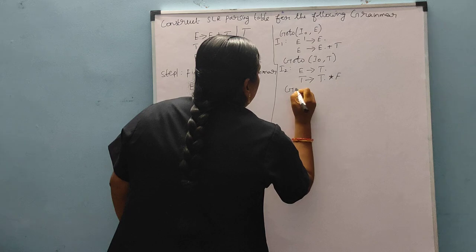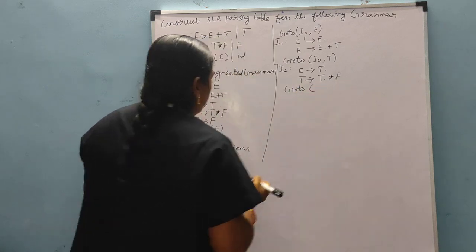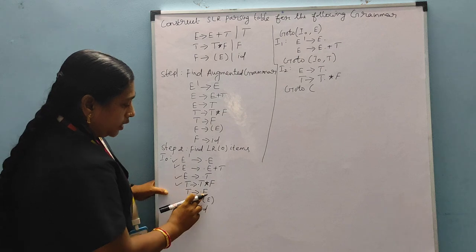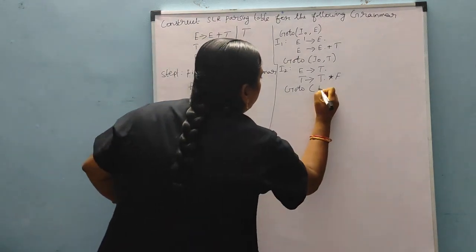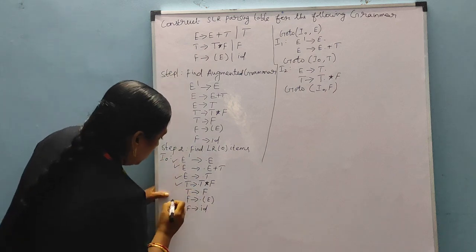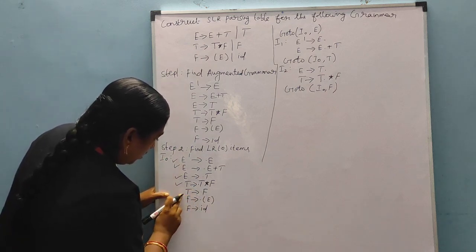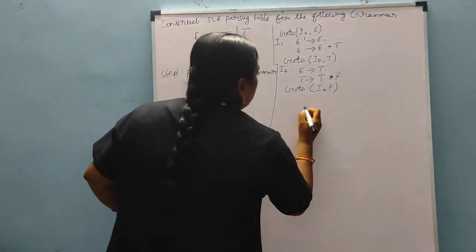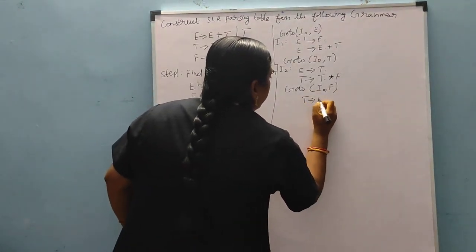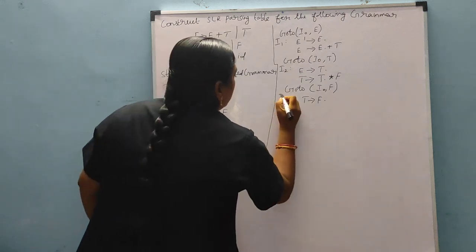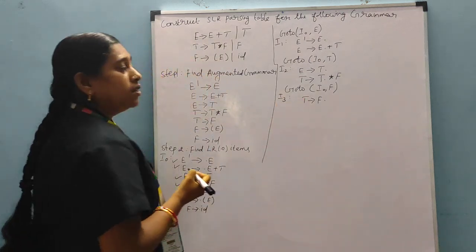So next one, go to this. These 4 productions are completed. Next production F. So I am moving I naught comma F. So check for the F production. Yes, only one production contains it. So T tends to F dot. This is a new state. So we make it like the I3 state.